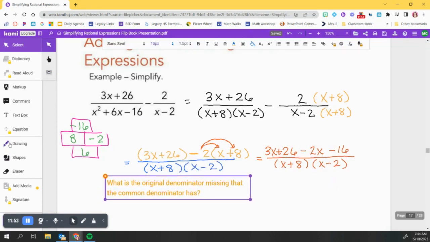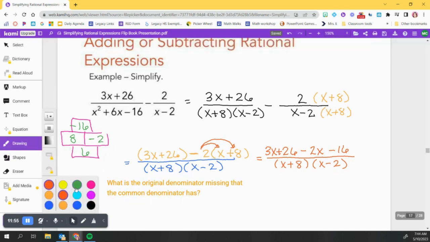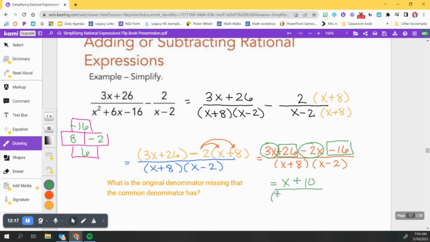Last piece is to add those common terms together. So I have a 3x that I'm going to add with a -2x. So positive 3x, -2x would give me x. Here I have a positive 26 and a -16. When I add those up, it gives me a positive 10. And on the bottom, we still have x plus 8 and x minus 2.